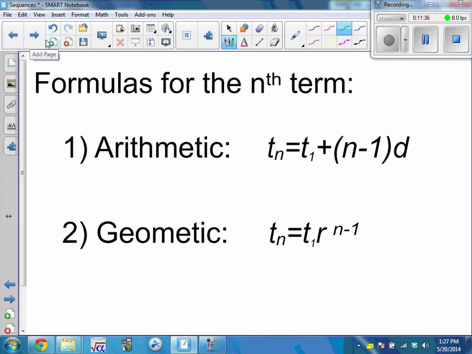But we have 2 formulas now to help us determine the nth term. So if it's arithmetic, we need to know this d, this difference. And if it's geometric, we need to know this r, this ratio. So let's see how we use these.